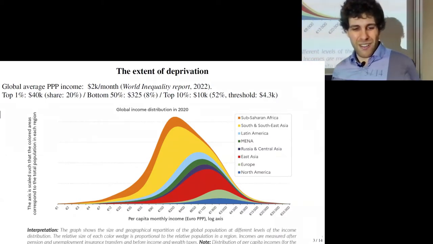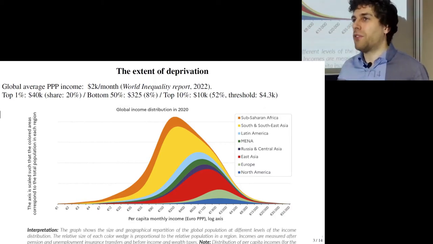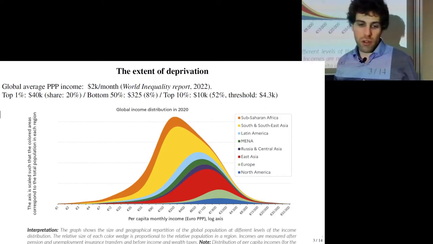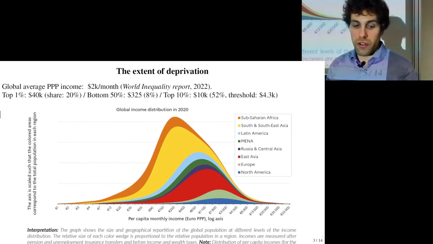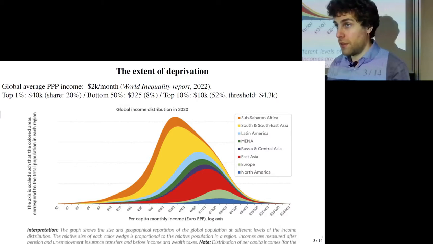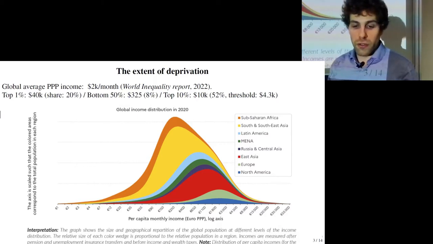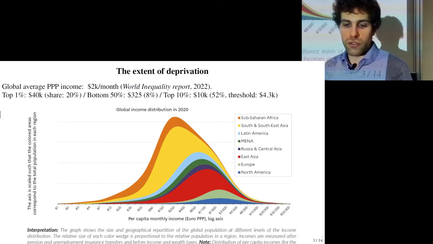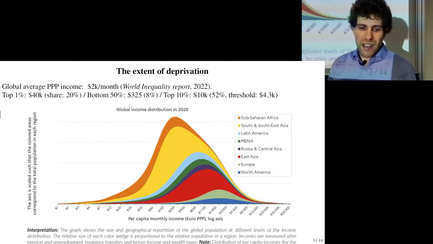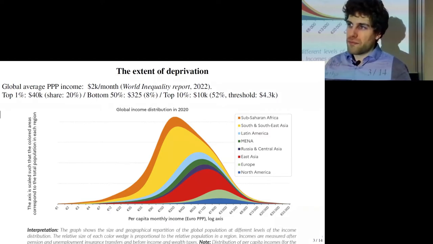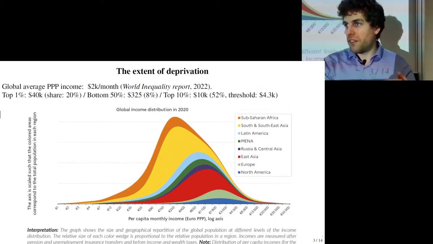shows that the top 1% owns a share of 20% of all income in the world, and their average income is $40,000 per month. I think the threshold to be in the top 1% is $20,000 per month. So the top 1% has a share of 20% of all incomes.